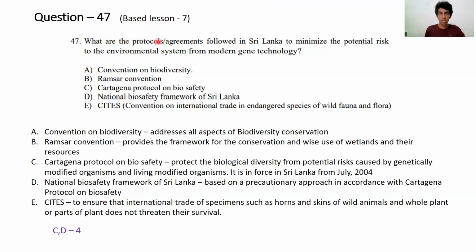What are the protocols or agreements followed in Sri Lanka to minimize the potential risk to the environmental system from modern gene technology? Convention on Biodiversity, Ramsar Convention, Cartagena Protocol on Biosafety, National Biosafety Framework of Sri Lanka, CITES, or Convention on International Trade in Endangered Species of Wild Fauna and Flora. So let's consider these conventions or protocols one by one.